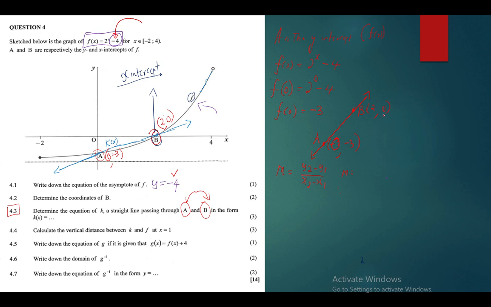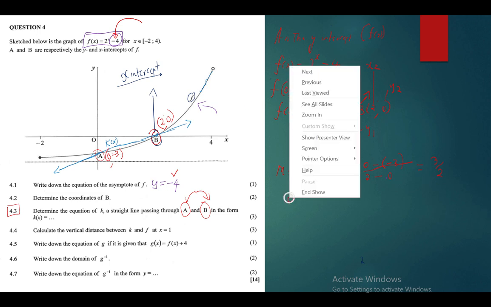So for your gradient, let's say this is my y2, this is my y1, this is my x2, this is my x1. So it's going to be y2, which is 0, minus y1, which is negative 3, over x2, which is 2, minus 0. So you press your calculator. Your gradient is 3 over 2. You can now find the equation of a straight line passing through A and B.